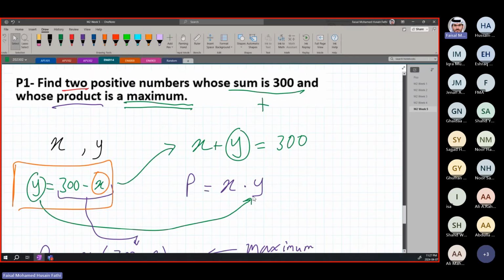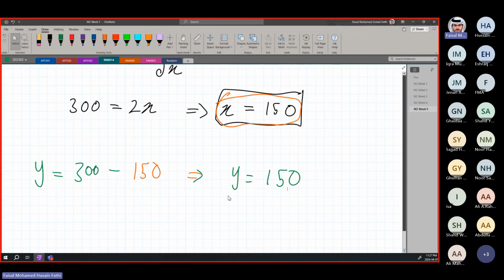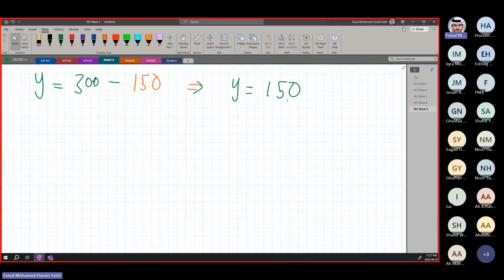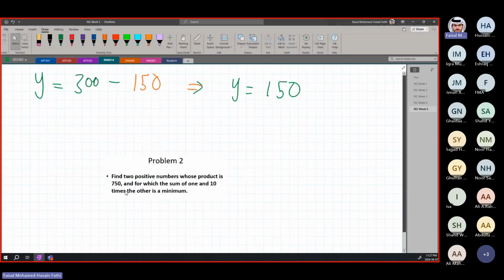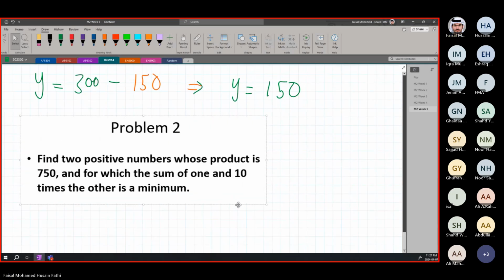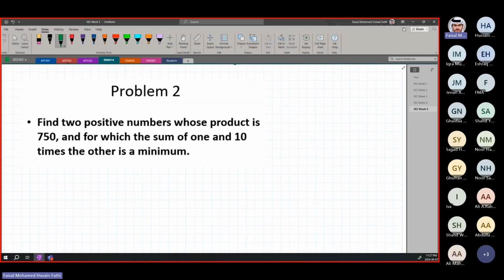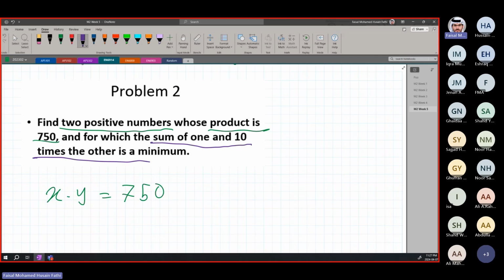This is exactly how you will solve any optimization question. Okay, now: find two positive numbers whose product is 750. Okay. Here the product, in the question we just solved, was the maximum. In this case, it's find two positive numbers. Again, let's call them X and Y, whose product is 750. So now they gave us X times Y is equal to 750, for which the sum of one of them and 10 times the other is a minimum.